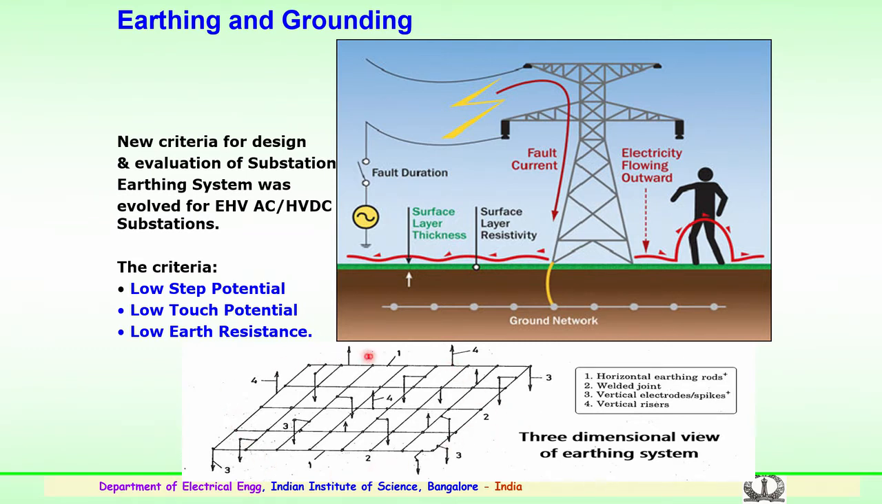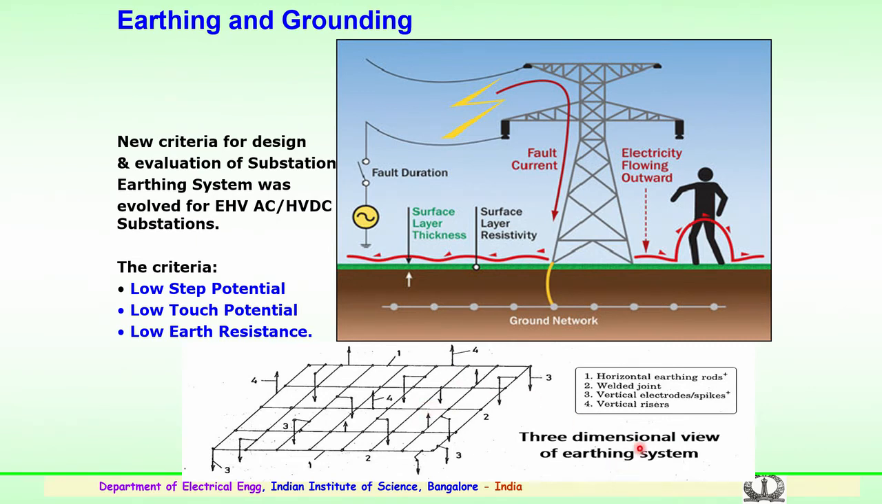This is one example of a grounding mesh with buried grounding rods. Various types of schemes are available for grounding, depending upon the voltage and the soil resistivity. So, horizontal earthing rods or a welded type of joint mesh, vertical rods sometimes with spikes, or vertical risers. So, several types of combinations.